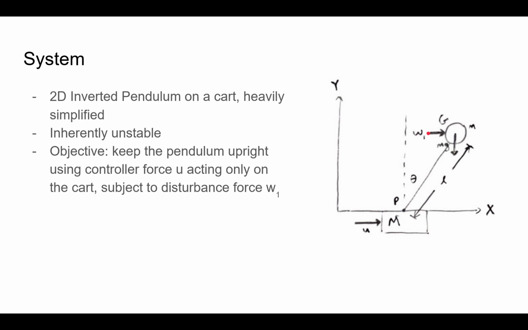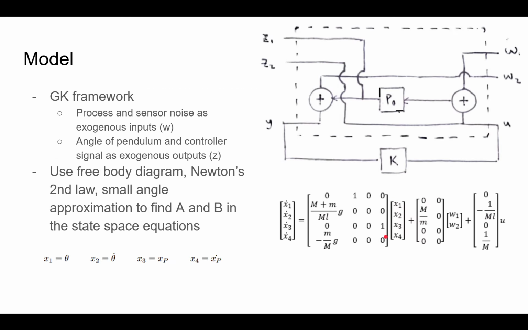So the objective will be to keep the pendulum upright, using only this controller force U, which acts only on the cart. For the model, I just used a standard GK framework with process noise and sensor noise. I constructed free body diagrams. I used the summation of forces and torques, and I created equations for theta double dot and x double dot. I used small angle approximation to linearize everything.